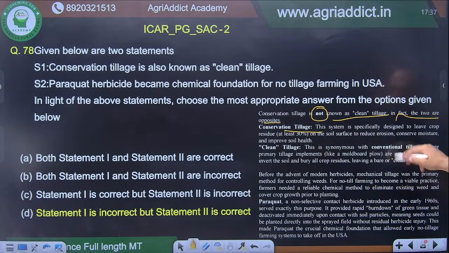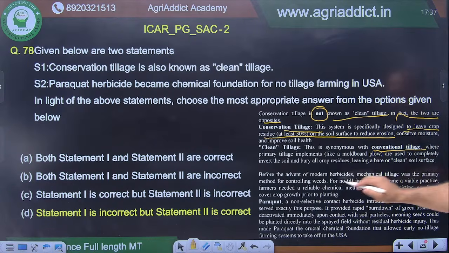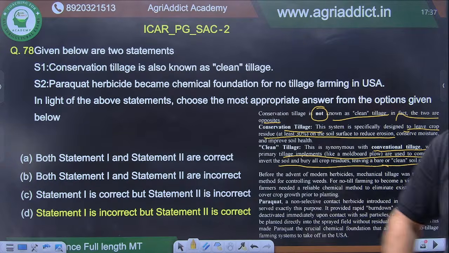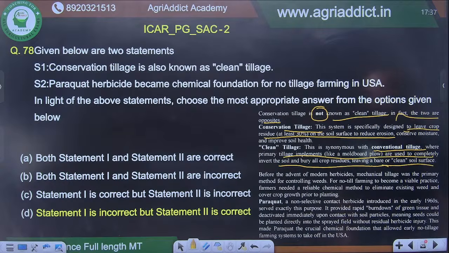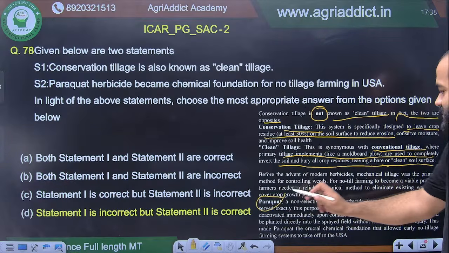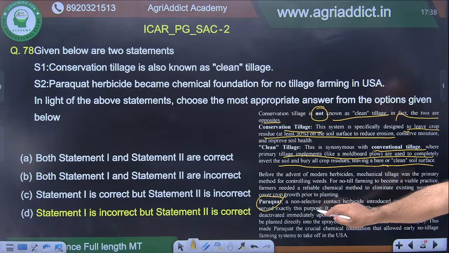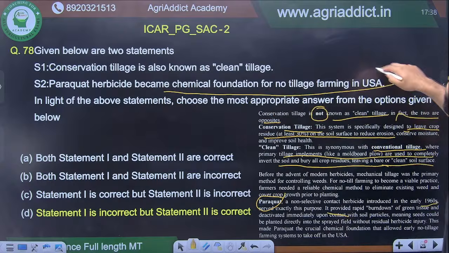Because conservation tillage is specifically designed to leave crop residue of at least 30% on the soil surface, whereas clean tillage is synonymous with conventional tillage, where primary tillage implements are used to completely invert the soil and bury all the crop residues, leaving a bare or very clean soil surface, where we can sow very easily for the next season. And also, this paraquat is a non-selective contact herbicide introduced in the early 1960s, served exactly this purpose, and it became a chemical foundation for no tillage farming in USA.